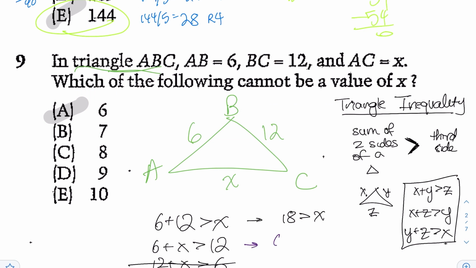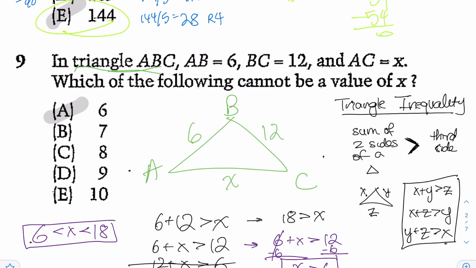Now, for the second one, when you have 6 plus x is greater than 12, you would have to solve for x. Inequalities are solved just like regular equations. Whatever you do to one side, do to the other side. You've got to use inverse operations. Subtract 6, in this case, from both sides. And on the left side, you have x. On the right, you have 12 minus 6, which is 6. So x has to be greater than 6, but less than 18.